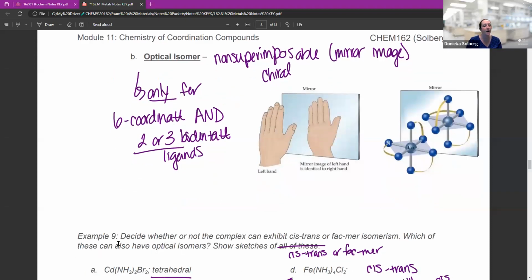All right, so example number 9 has you decide whether or not the complex can exhibit cis-trans or FAC-MER isomerism. Some of them can't. Which of these can have optical isomers? And I wanted you to show sketches. I don't want you to show sketches if there's just an optical isomer, but if there is a cis-trans or a FAC-MER, I do want you to draw them. So you can try that now if you want to, or I will talk through all of them.